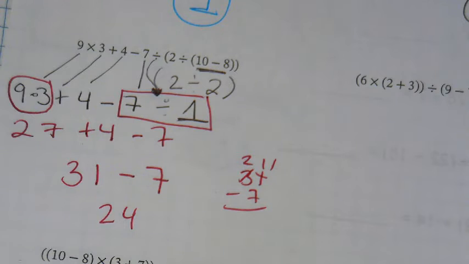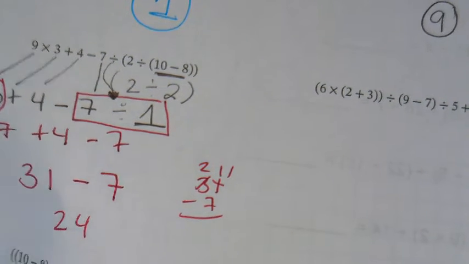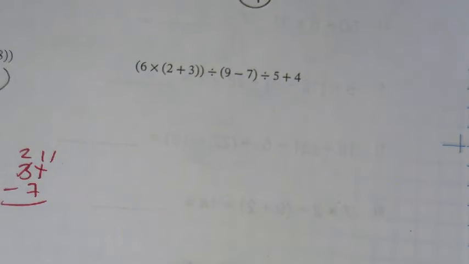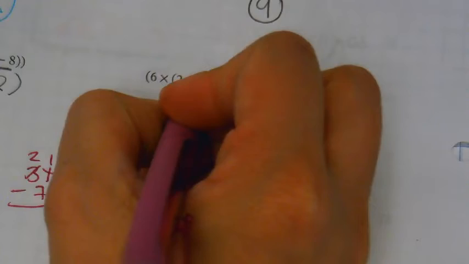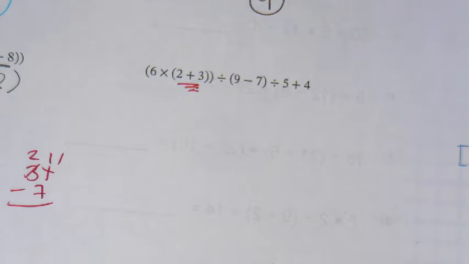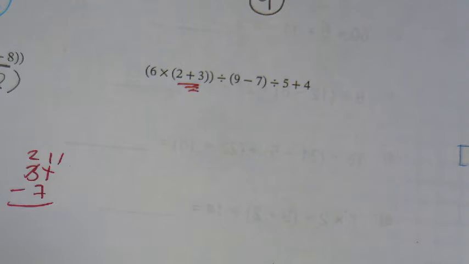All right, next one. What do I do first for the next one? Do the parentheses that are inside, inside, inside. So what's the math problem that's inside, inside, inside? 2 plus 3. Everyone in this classroom can do 2 plus 3. What do we get? 5.